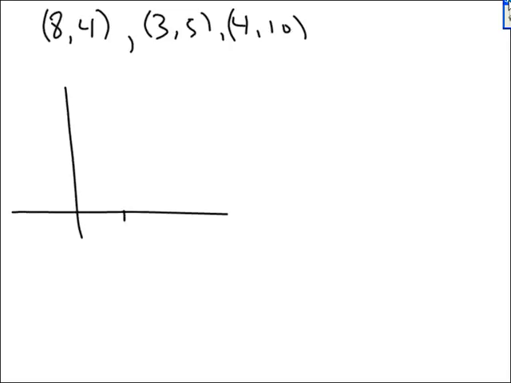So, I'm going to give you 3 points on a triangle. 8, 4. That's 1 point. The other points are going to be 3, 5, and 4, 10. We want to show that this is a right triangle. Well, 3, 5, we'll call right here. 4, 10 will be up here. And 8, 4 will be right here. So we want to show that this is a right triangle.